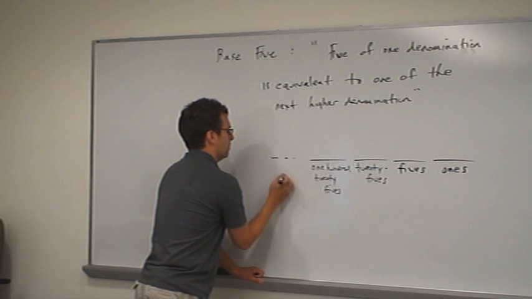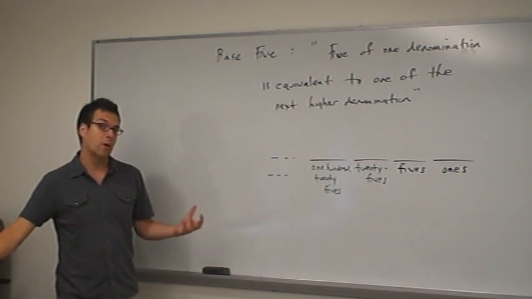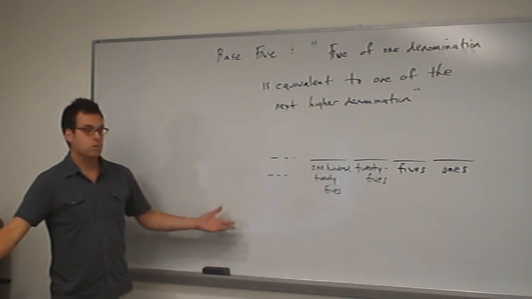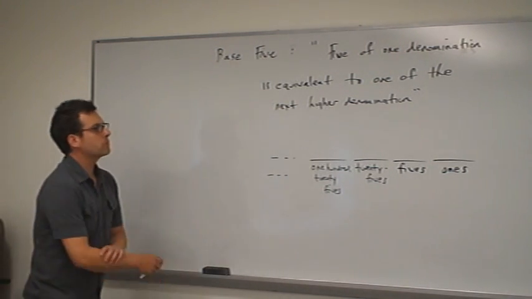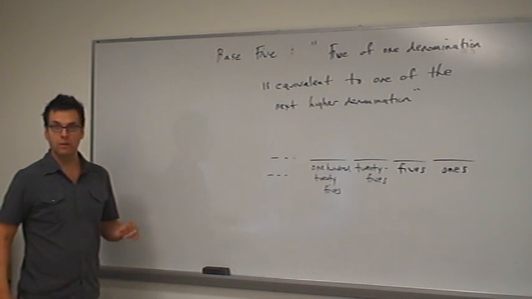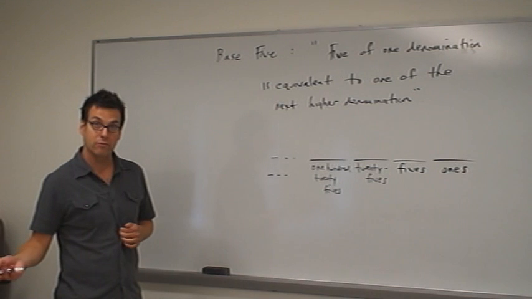And again, as we did with base 10, we can keep going as far as we need to. As large as our number is, we can use as many place values as are necessary. So these are the individual place values in base 5. The next thing we can do is determine what digits we are allowed to use in recording numbers and adding and subtracting in base 5.